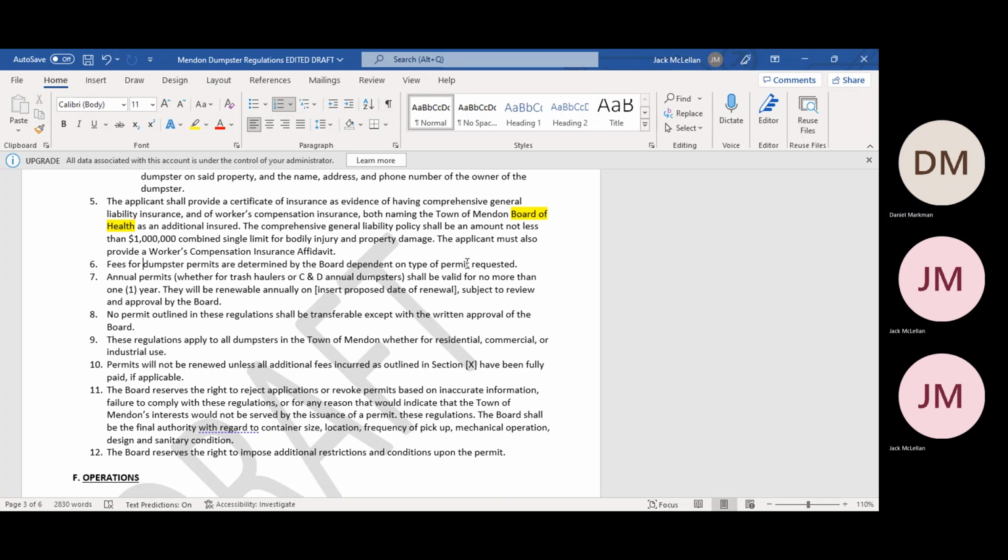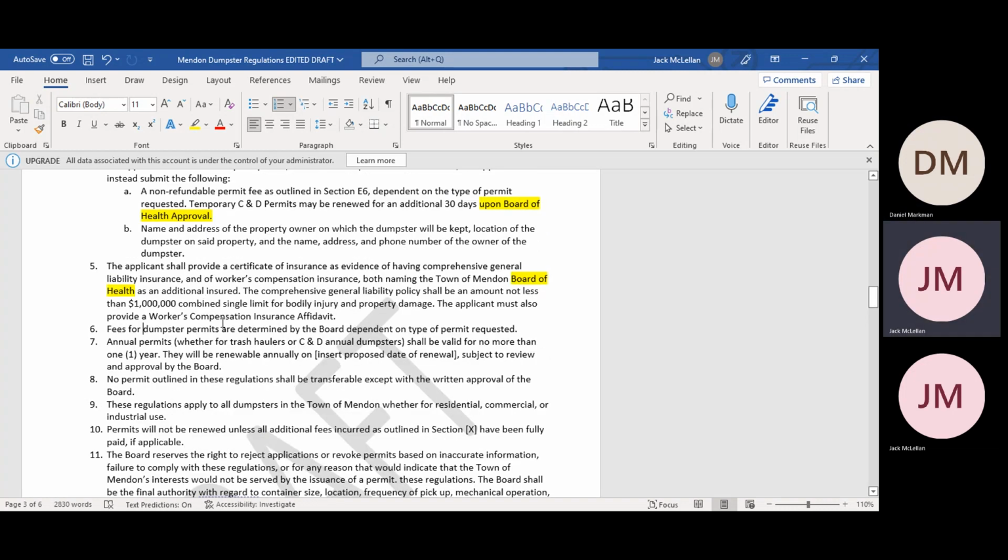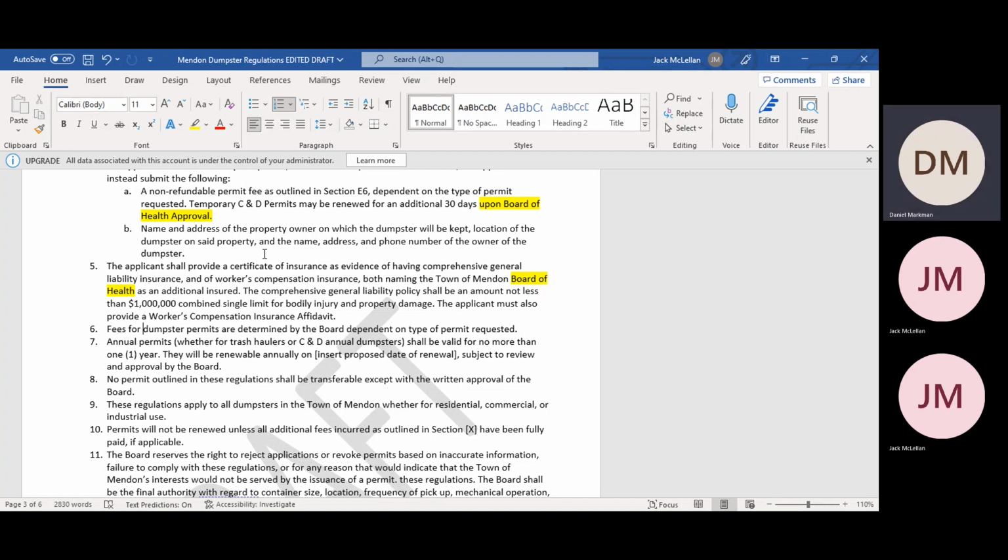And for who. Because B covers that, right? Yep. It's a property owner on which dumpster will be kept, location of dumpster on said property, name, address, phone number of the owner of the dumpster. Yep. So anybody that has a C&D permit will have to provide you with that information. And to be fair, the same is technically true of a trash hauler that's providing C&D, although if you would like me to clarify that, I definitely can in the text.